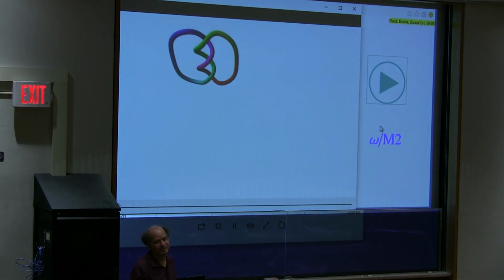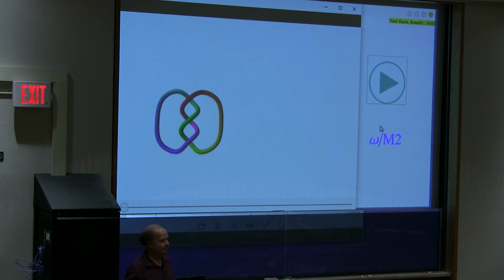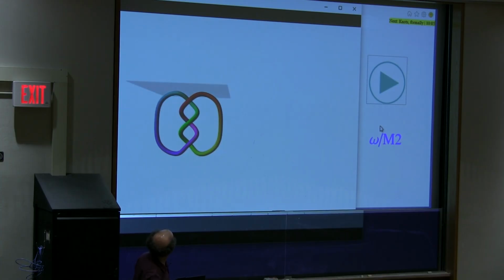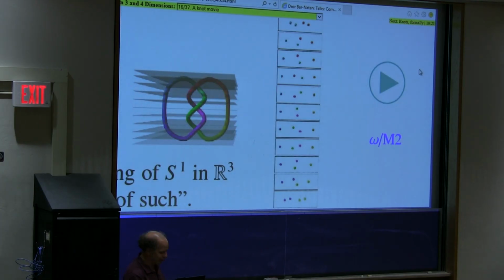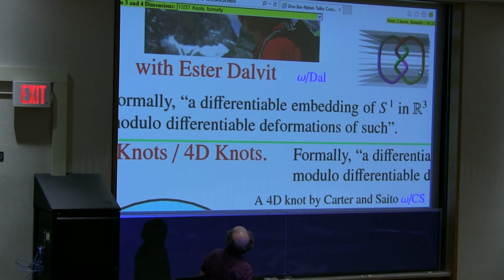Okay, here's the movie. So here's the knot, here are the frames, and here's the dance. So in principle, by watching this dance, you could have reconstructed the knot. And we're soon going to watch such dances one dimension up, and I'm sorry for the glitch.